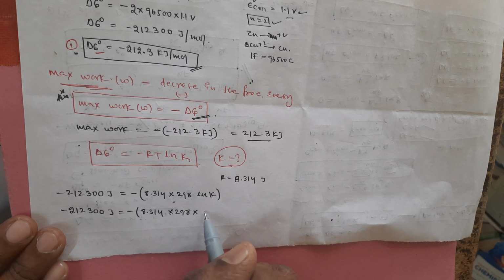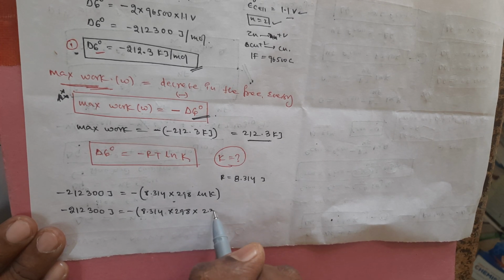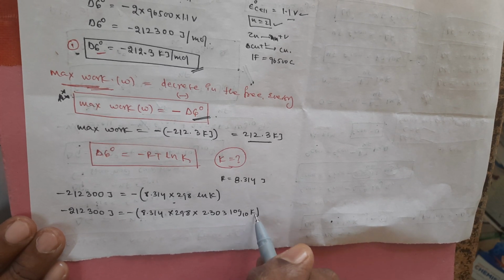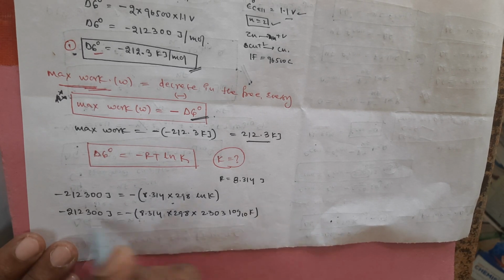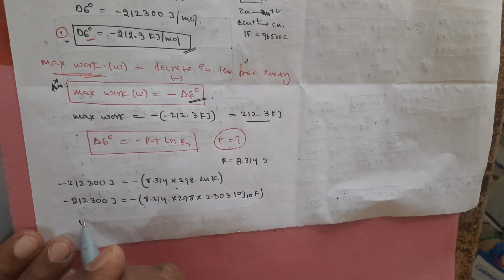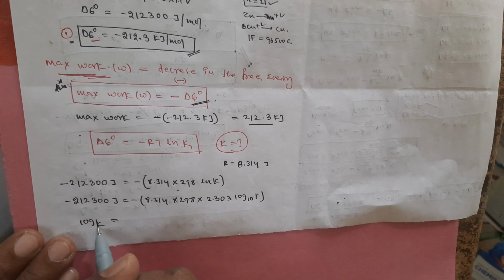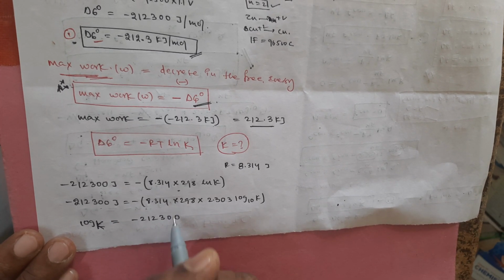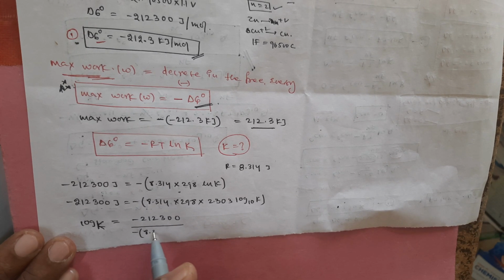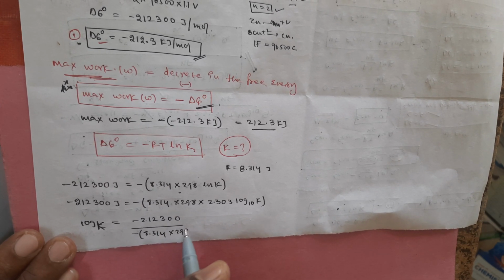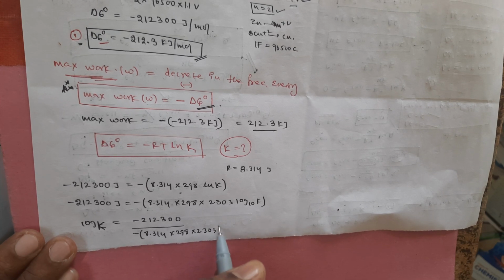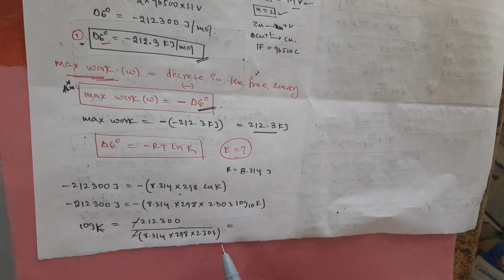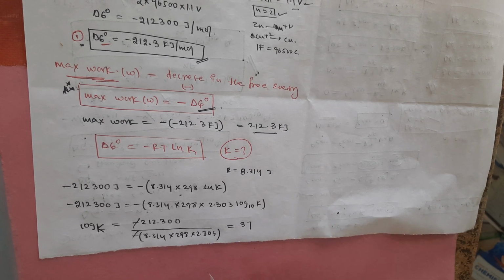If you convert it to logarithm, you multiply with 2.303, so 2.303 log base 10 K. From here we can find K. So these values you send here. Just keep the log base 10 K here, and send the remaining here. That will be minus 212,300 by minus of 8.314 into 298 into 2.303. Anyway, minus and minus will be cancelled. If you calculate this, log base 10 K will be 37.